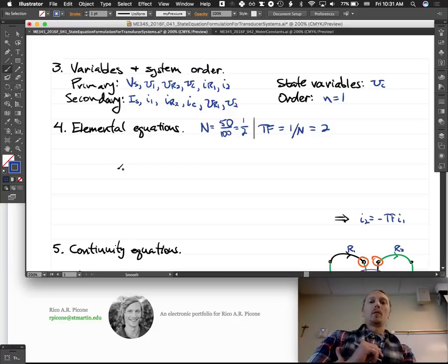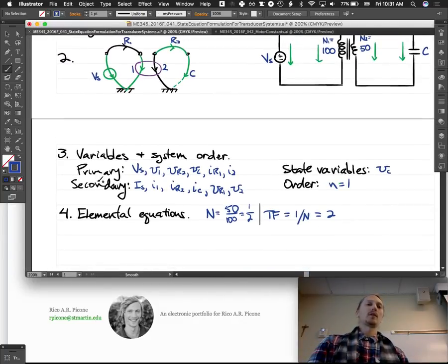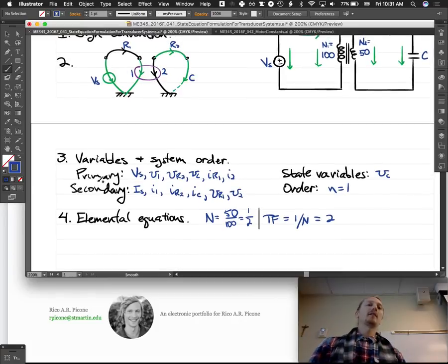Okay, so we have that defined. That was a little sidebar that'll help us with our elemental equations. But let's do all of our elemental equations. We need to write one for every passive element in the entire graph, right? So that's 1, 2, 3, and then this transformer is going to have 2, right? So we're going to have 5 total.